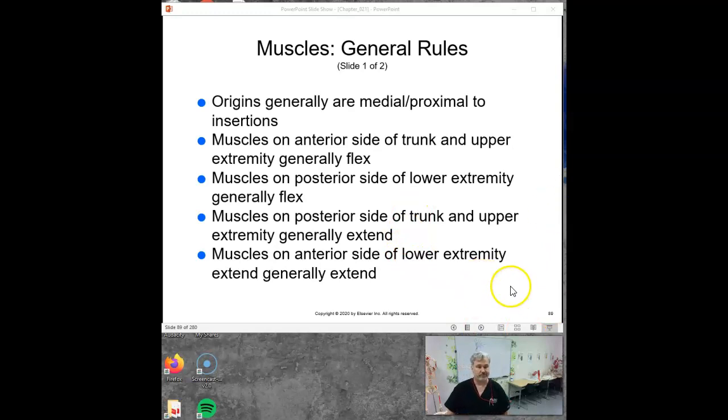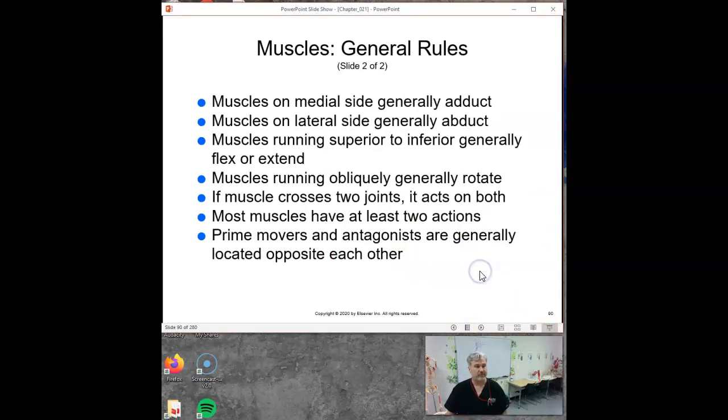Cool. We already got all that. Oblique muscles run diagonal, so they often create rotations. They're trying to do two things at once, and that tends to create a rotation.